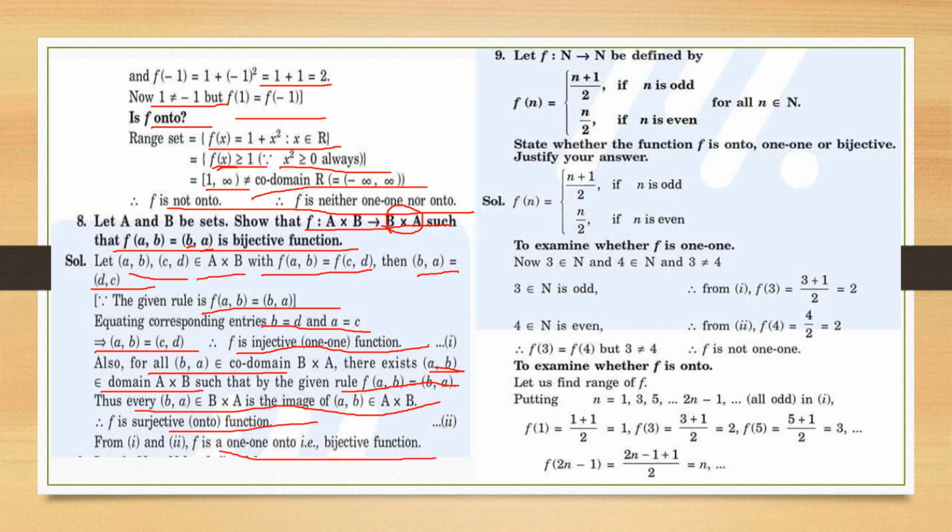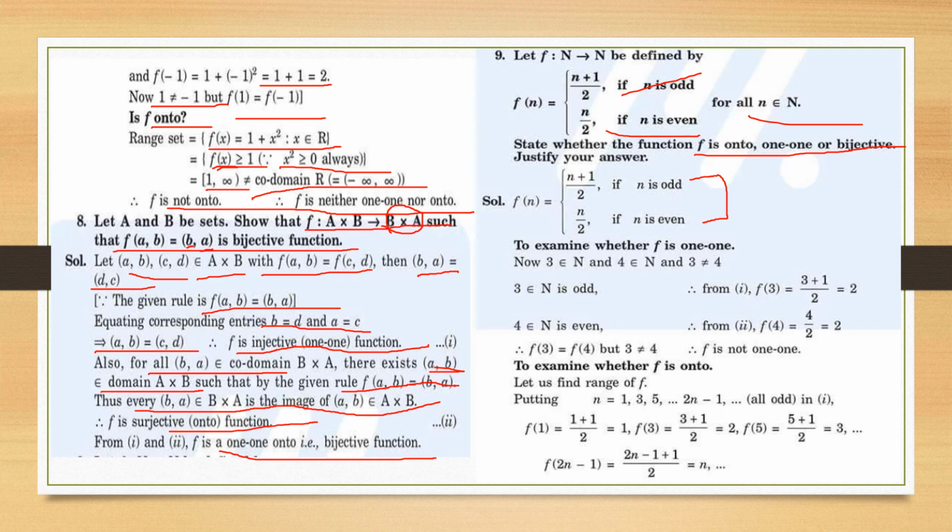Okay. Now number 9: f is a mapping from N to N, defined by f of n is (n plus 1) by 2 if n is odd, and n by 2 if n is even, for n belonging to N. Now state whether the function is onto, one-one or bijective. Justify the answer. So this is C. Be careful that for odd and even functions, two different definitions are given.